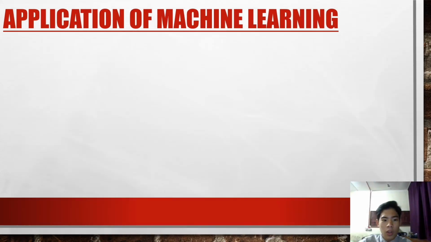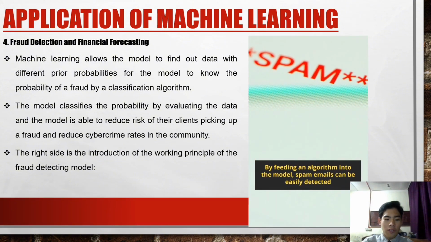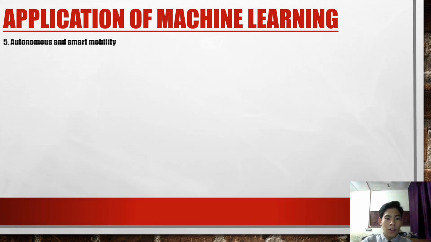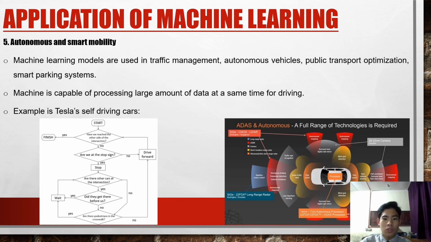Next up, we also have fraud detection. Alright, so for this one, due to spam emails having patterns, by feeding an algorithm into the model, spam emails can be detected easily by the model. Okay, so next up, we also have autonomous and smart mobility. One example is Tesla self-driving cars using machine learning models.